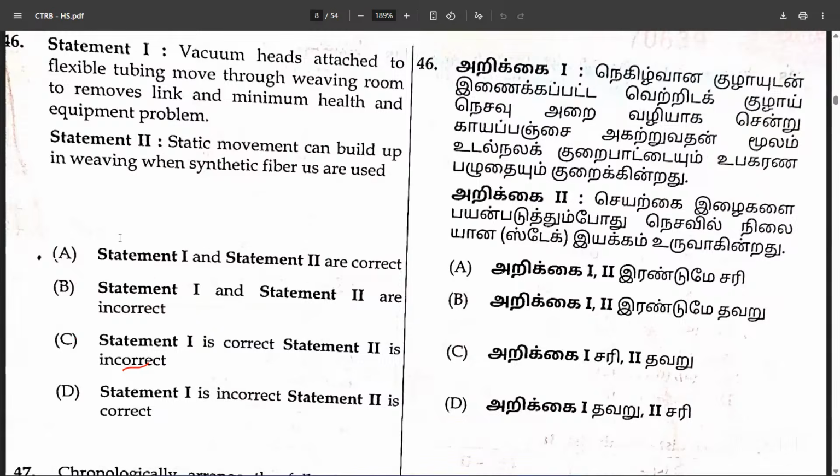So here both the statements are correct. Statement one describes the common practice of a weaving room where a vacuum system with a flexible tube is attached to extract lint and airborne fibers, to help minimize the health risk of the worker. And statement two is also correct because static electrical buildup is a common issue in textile manufacturing, particularly when we are processing synthetic fiber. So both the statements are correct.